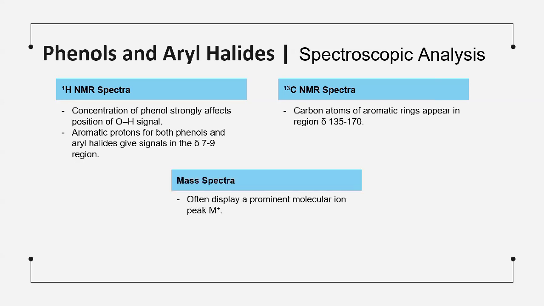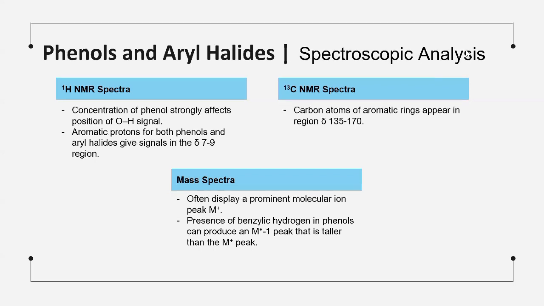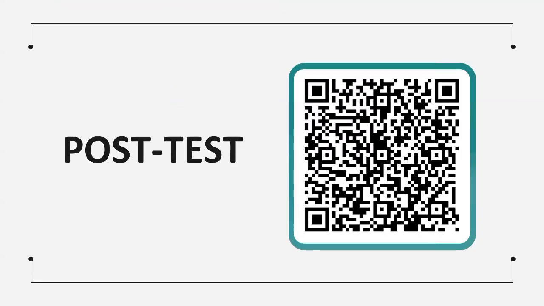And for its mass spectra, it often displays a prominent molecular ion peak. And since there is a benzylic hydrogen present in phenols, this can result in the formation of an M-1 peak that is taller than the M plus peak. So that is all for our report. Thank you.